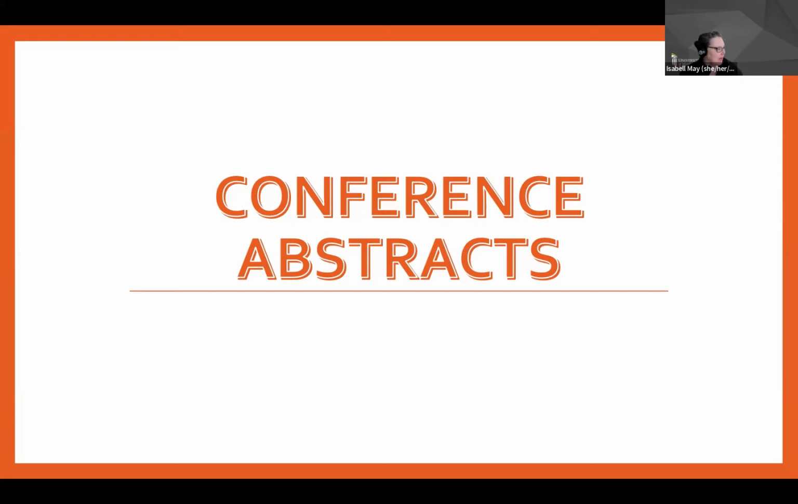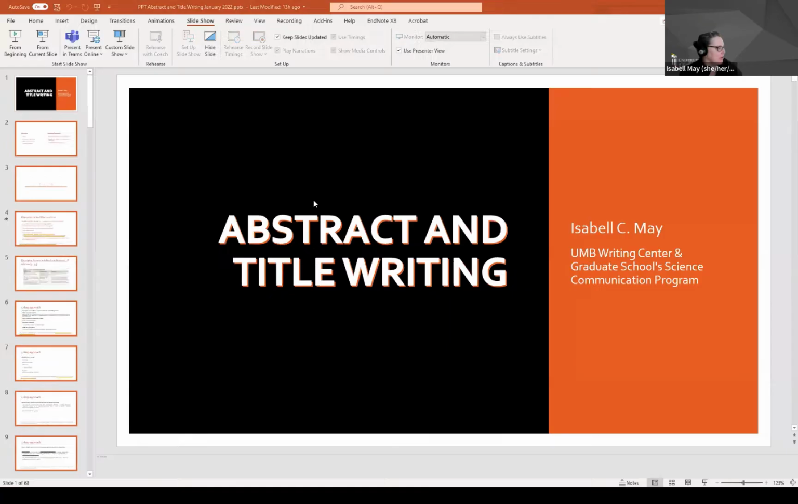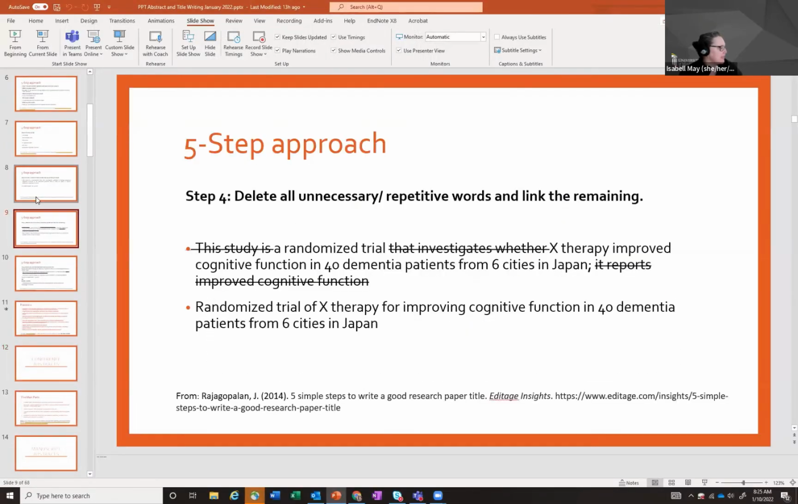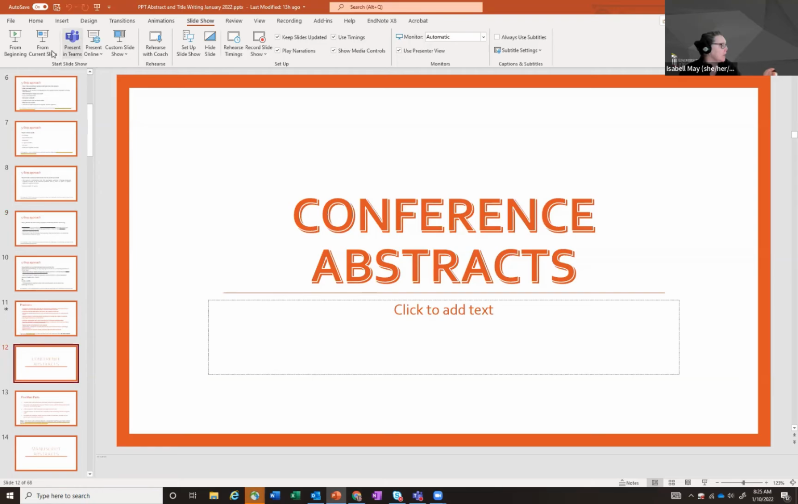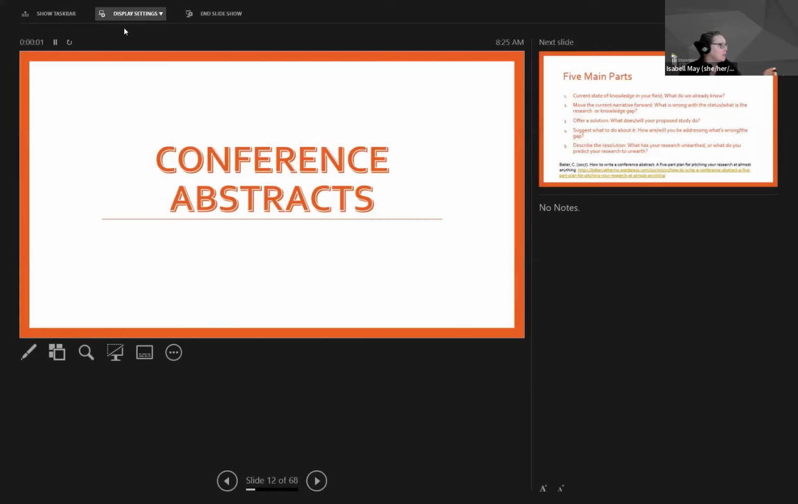So again, take a look at this. Let me go over the conference presentation in a second. Take a look at this article here, the Rajagopalan article from Editage Insights. Editage, again, is a for-profit editing company, but it has some useful information on there. So I encourage you to take a look at this one. Let me go back to the presentation.